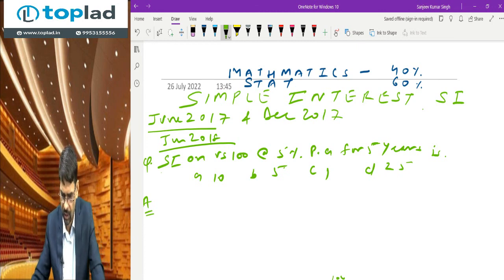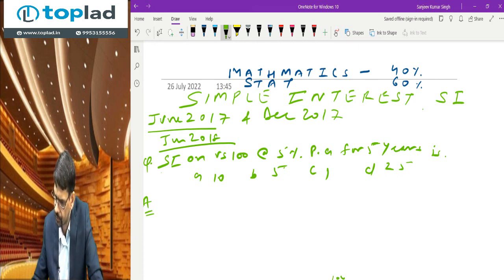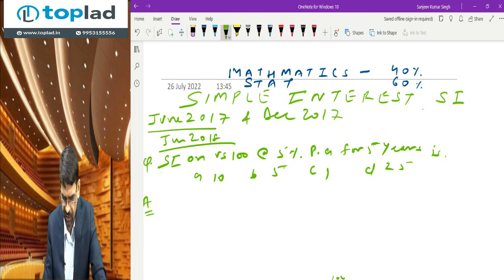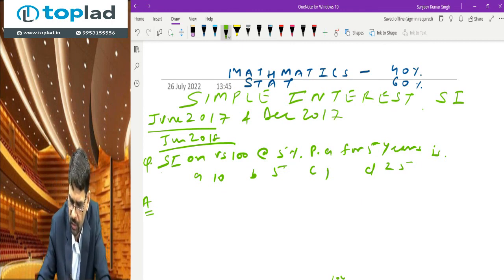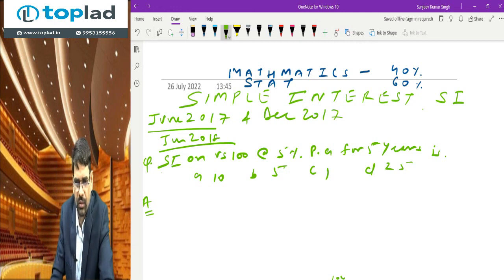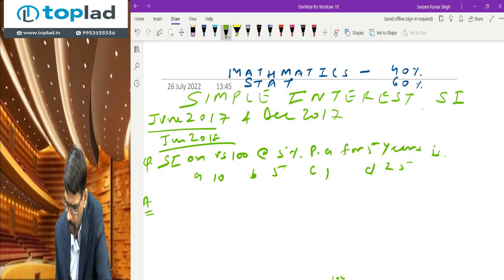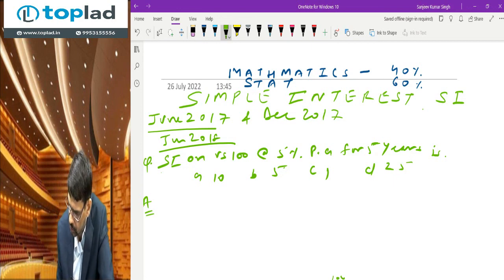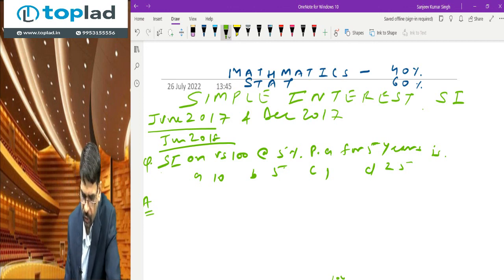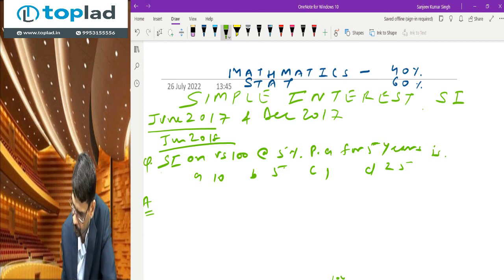So friends, today we discussed the simple interest chapter, and we have attempted some questions. So I think 5 minutes is over. So we will solve this question for you. Our question demands: simple interest on rupees 100 at the rate of 5% per annum for 5 years is.